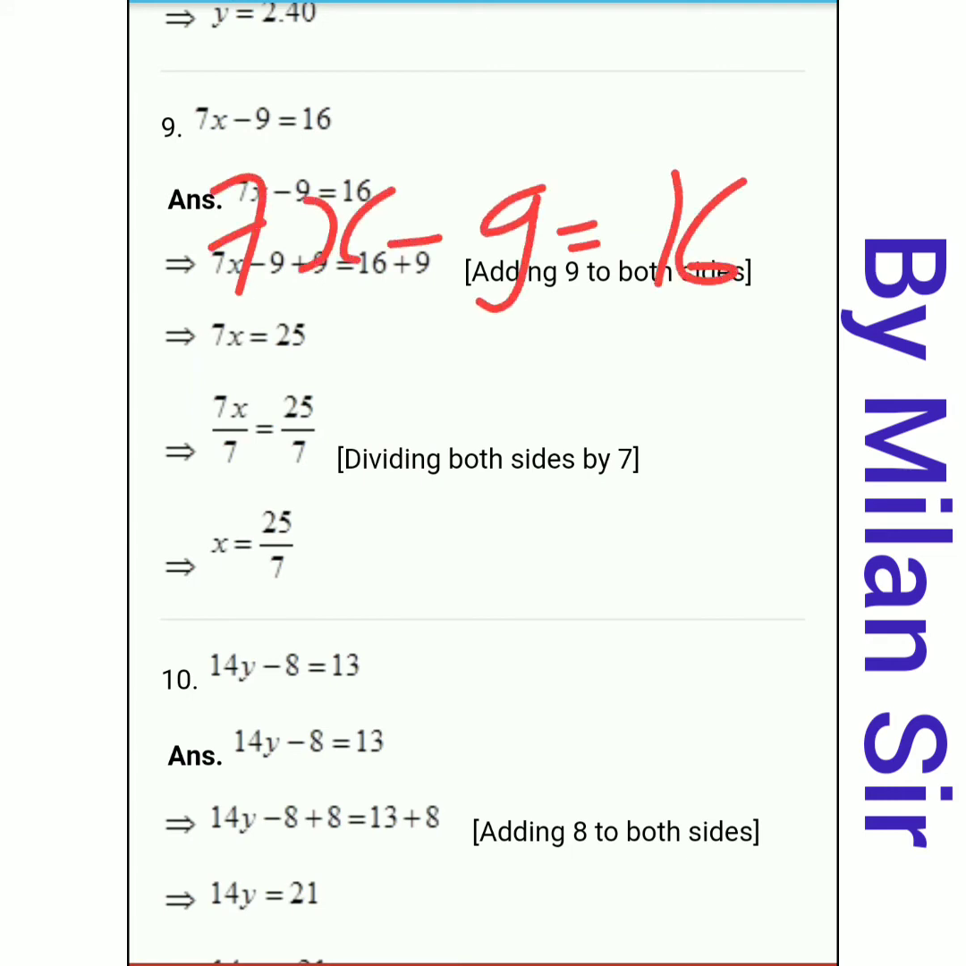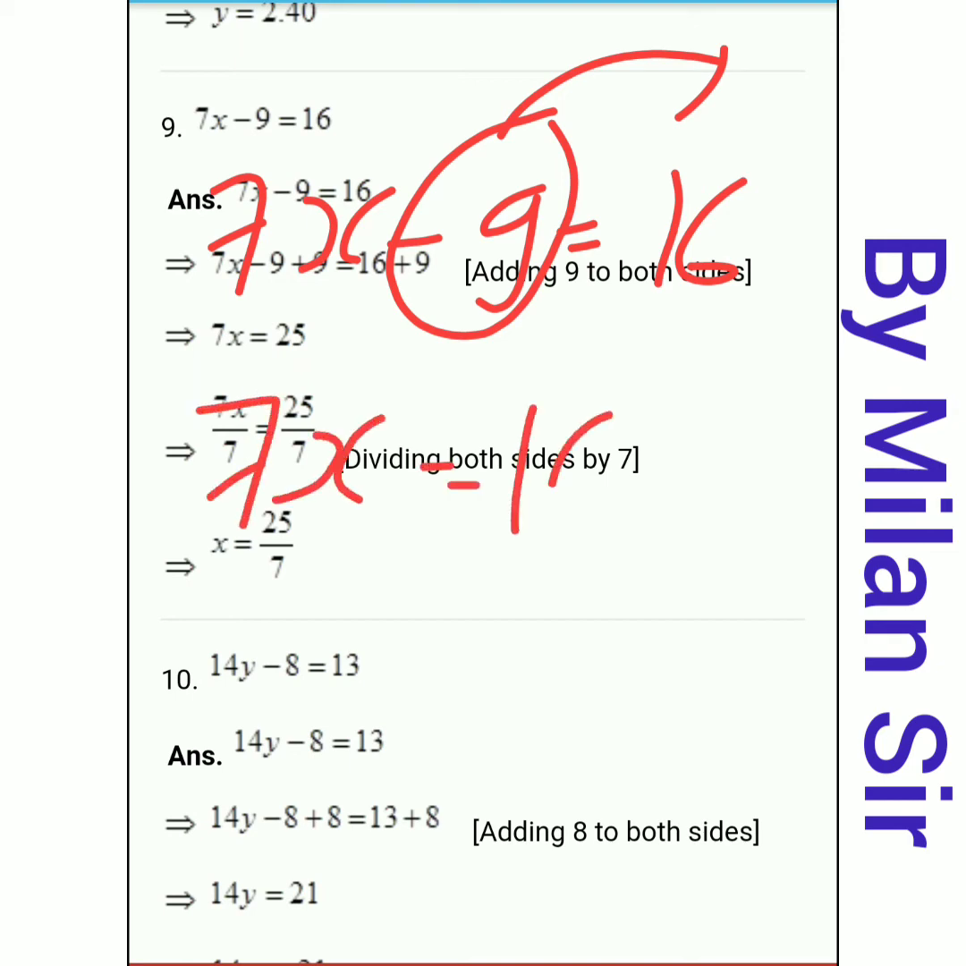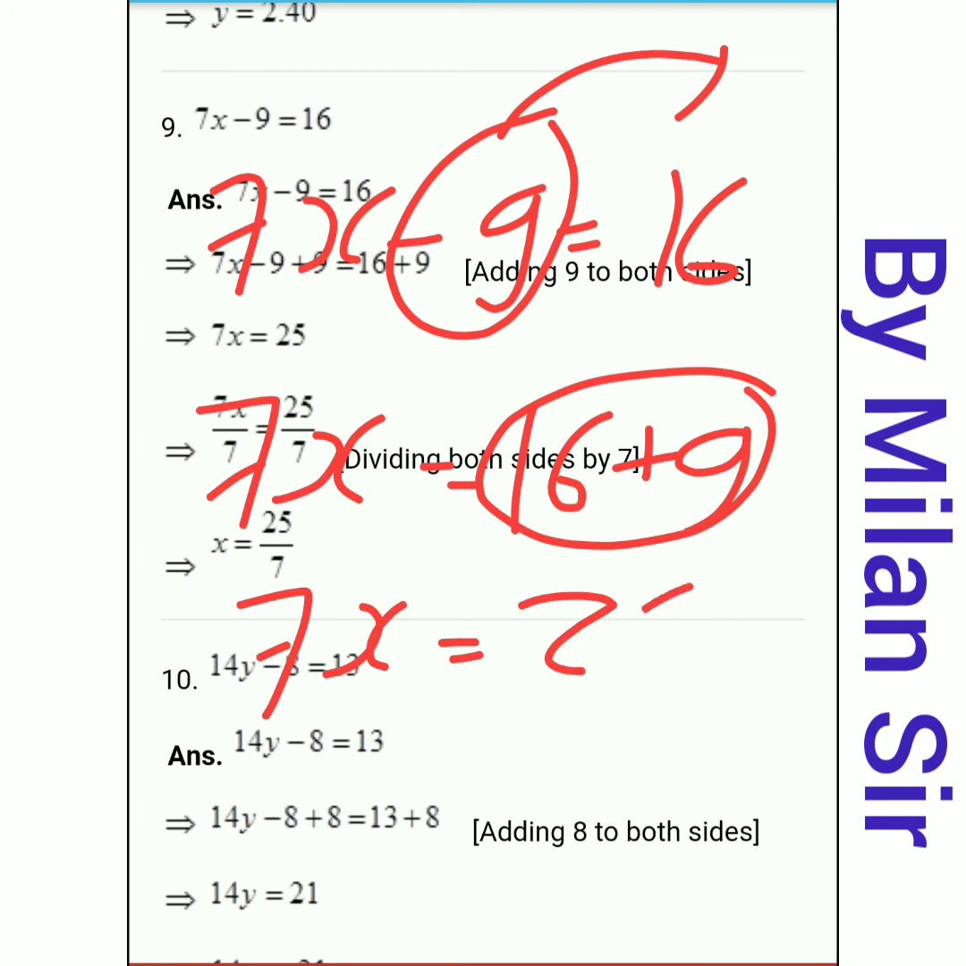First of all, we need to transfer the constant term. Okay, that means numerical terms. Here 9 does not have x, so transfer it to the right hand side. So 7x as it is. Here already 16 we have. If we transfer minus 9 to the right hand side, it becomes plus 9. Okay, so 7x is equals to 16 plus 9, 25.